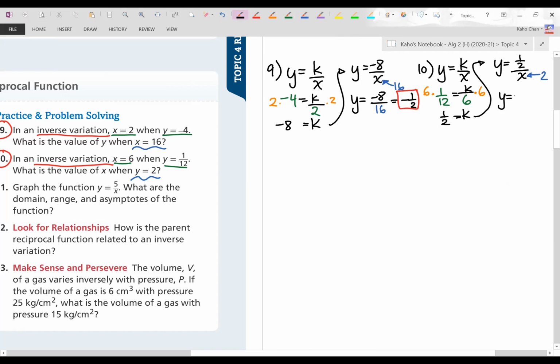So hopefully you guys got y equals 1/2 all over x. Okay. Technically, that's 1 over 2x, by the way. But they didn't ask for the inverse variation equation. I'll just leave that on.